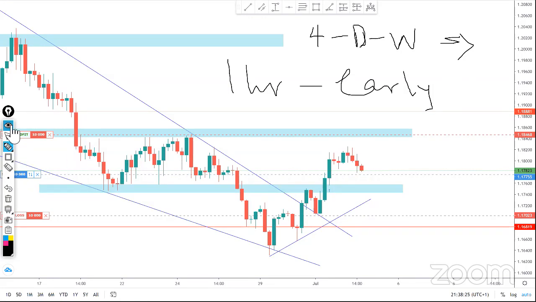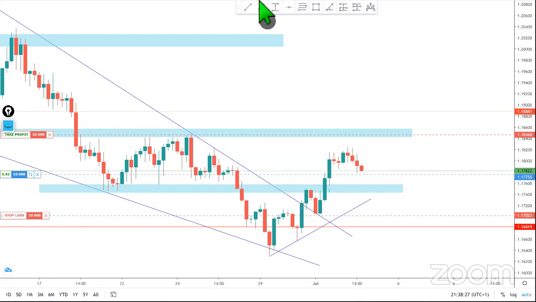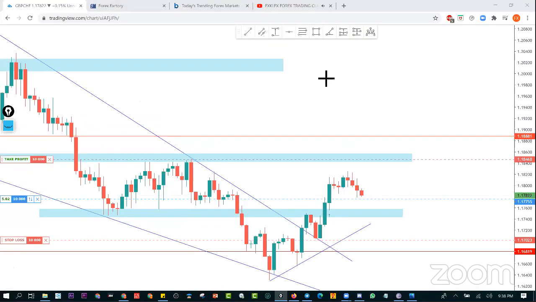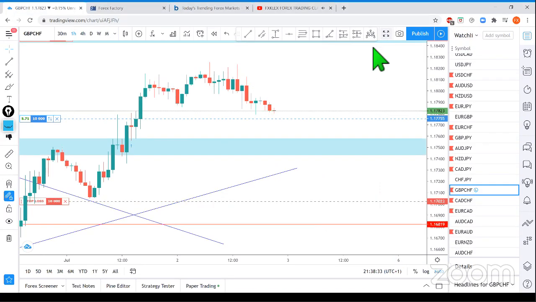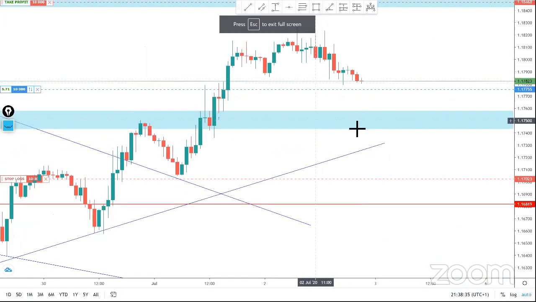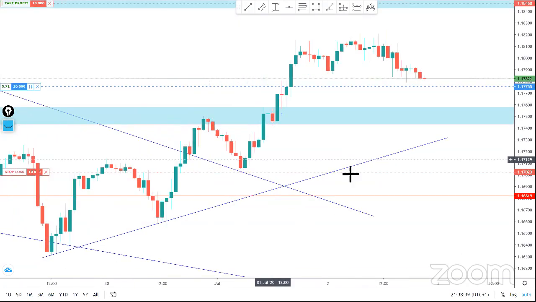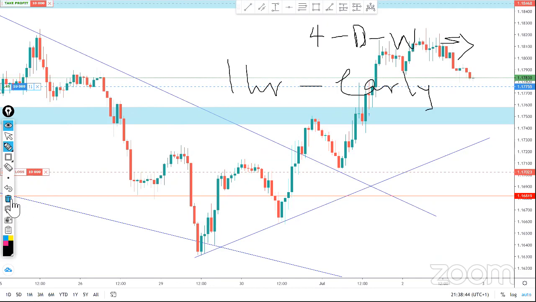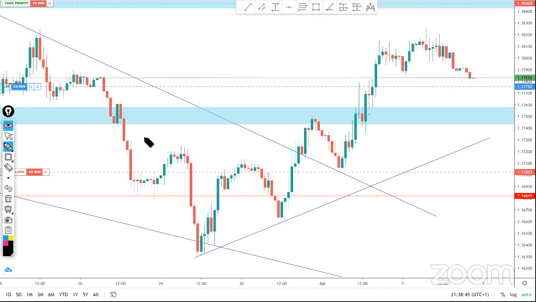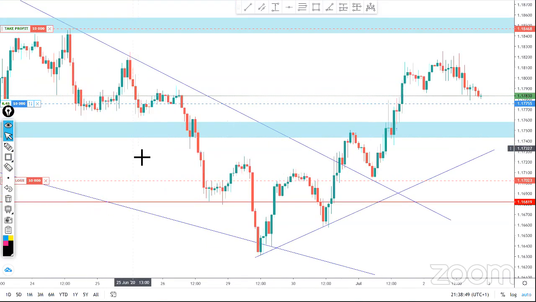Okay, so I'm going to show you how I found the rejection bar on the 1 hour. This was the trade I sent to the VIP members. So if you are a VIP member, you should take this trade as well. Right here, after price broke through, let's zoom in a little bit so we can see the whole picture.